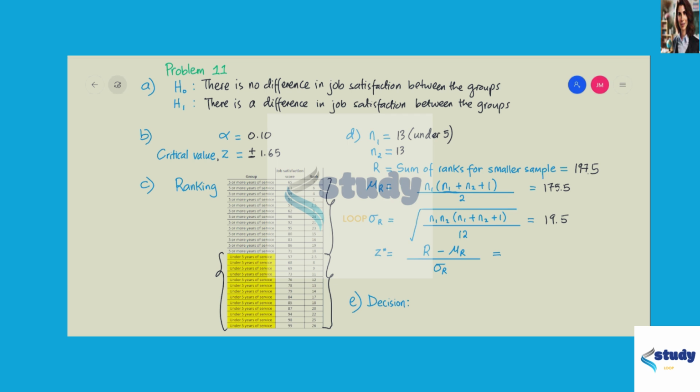Finally, we can work out the value of Z by substituting the values that we've just gotten into this equation, and we are going to get 197.5 minus 175.5 divided by 19.5, and that gives the value Z as 1.128.